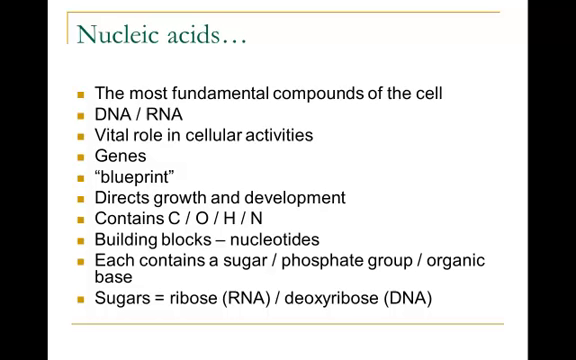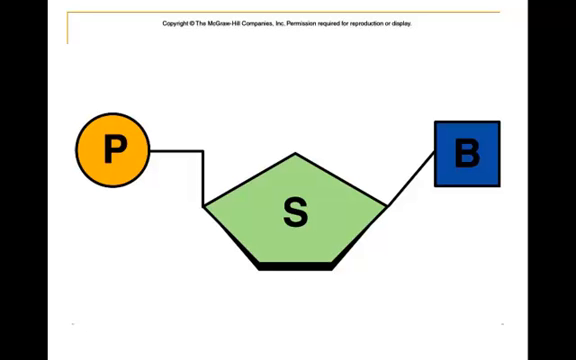Nucleic acids are the most fundamental components of the cell, DNA and RNA, and they have a huge role in our cellular activities. This is where our genes are stored in our DNA, so it's our blueprint. They also contain carbon, oxygen, hydrogen, and nitrogen. I'm going to go to the picture too so we can look at it. They have building blocks, what we call nucleotides, and you can see one here. We have a base, some kind of base structure. This is the sugar right here, which is either going to be ribose or deoxyribose, depending on what we need. And then they're all connected with a phosphate bond.